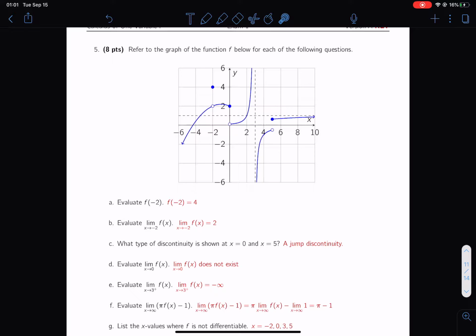Evaluate f of minus 2. F of minus 2, this is minus 2. If you try to draw a vertical line, then you can see we have two intersections. But the first one, this is a circle. So this is the function value, that is 4.